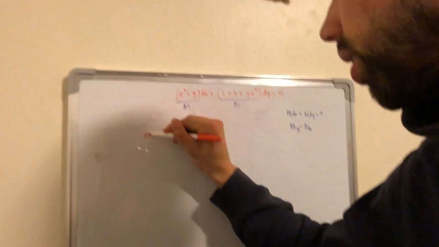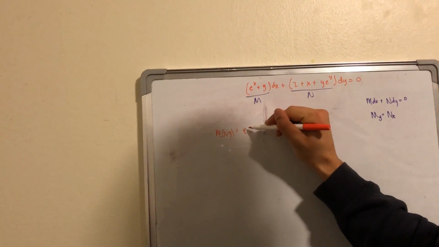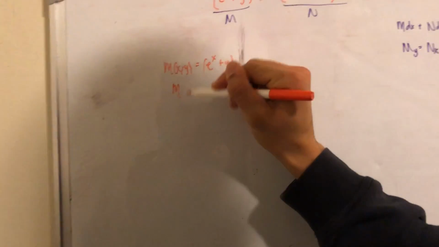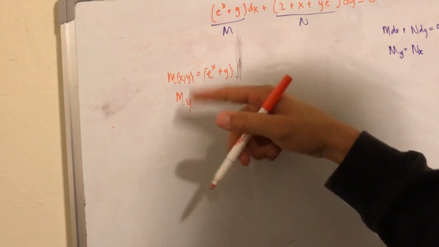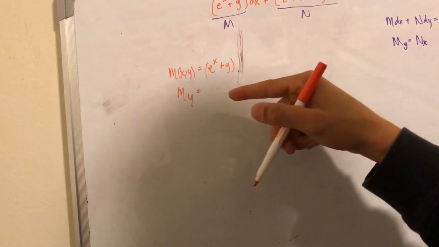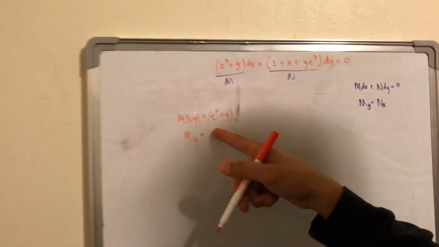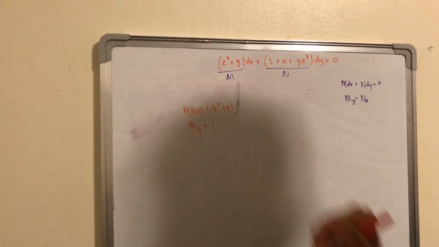We have M of x, y is equal to e to the x plus y. So we're going to take the partial derivative of M with respect to y. Basically what we do here is we treat anything without y as a constant. So the derivative of e to the x would just be 0, and then this would become 1.